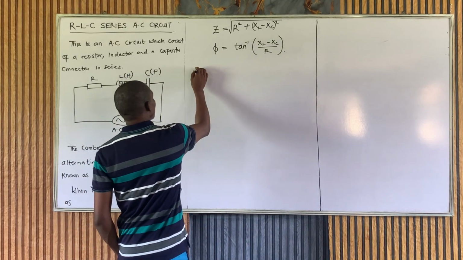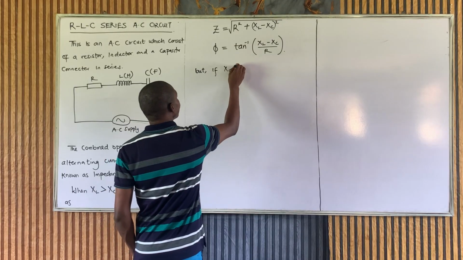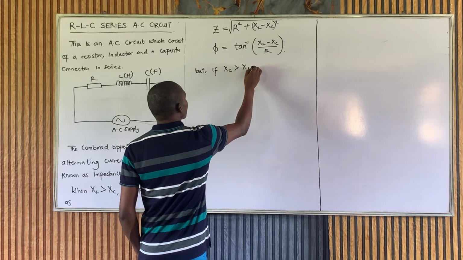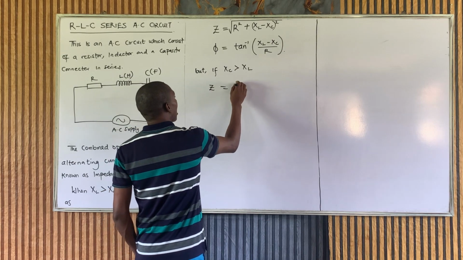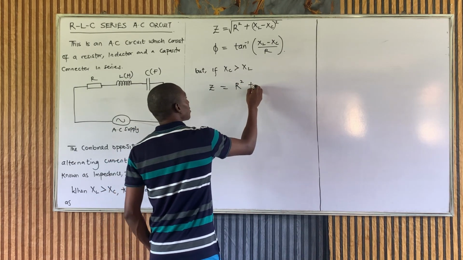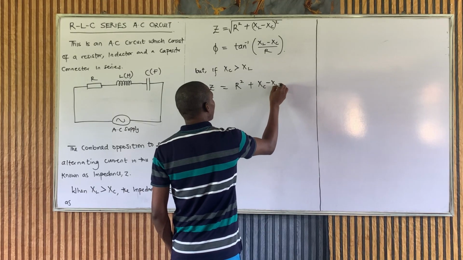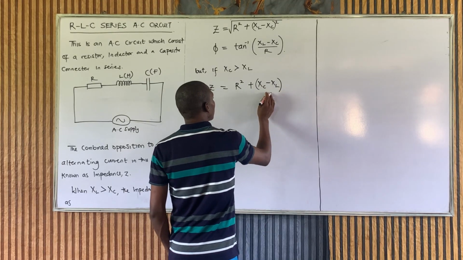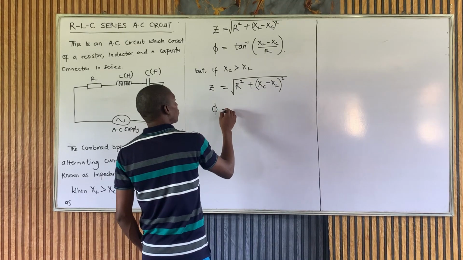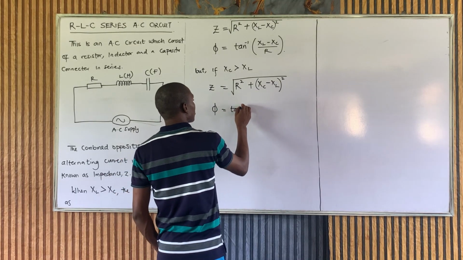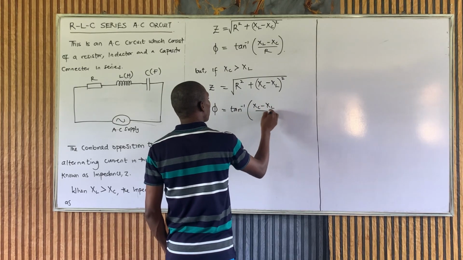But if XC is greater than XL, then the impedance will be given as the square root of R squared plus (XC minus XL) squared. And the phase angle will be equal to tan inverse of (XC minus XL) over R.